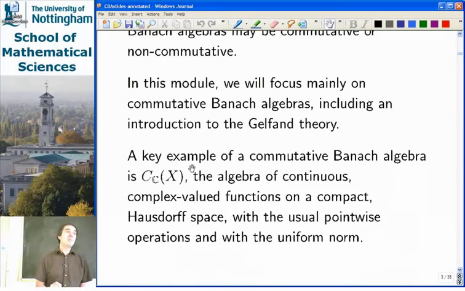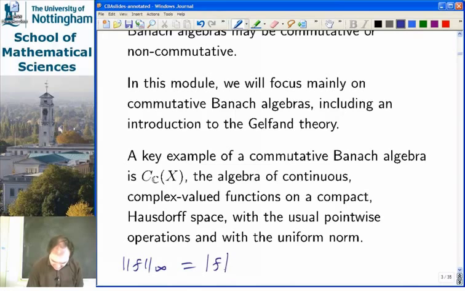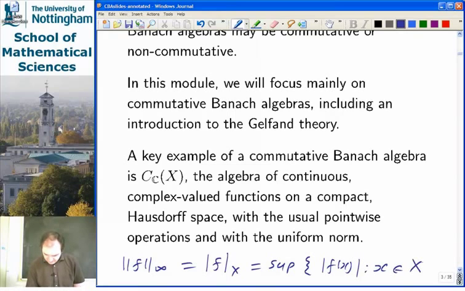So one example to bear in mind, even though we haven't yet defined a Banach algebra, is the continuous complex-valued functions defined on a compact Hausdorff space. Now, we already discussed this earlier, and it's a Banach space using the uniform norm. So the uniform norm, norm f infinity, which we can also write as mod f sub x, is the supremum of modulus f of x, where x is allowed to be in X.